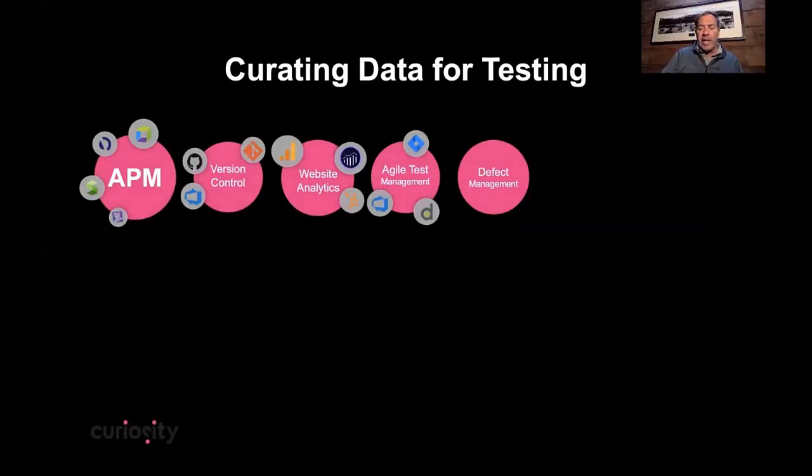So let's say you're curating data for testing. And you have various systems in your dev test infrastructure, such as an APM system, version control, web analytics, an agile test management system, or even a defect management system. There is really critical information in these systems. And not only is there critical information in these systems, the correlation between the data we observe within these systems is even more powerful, right?